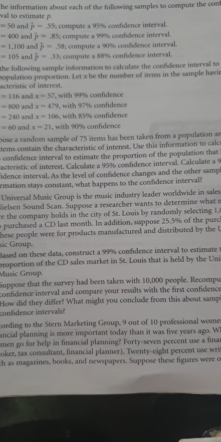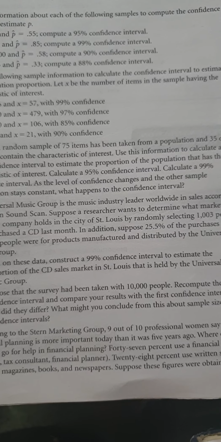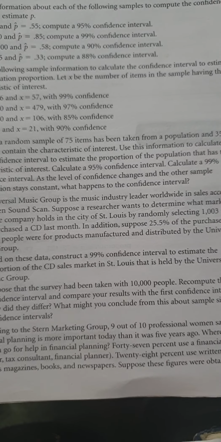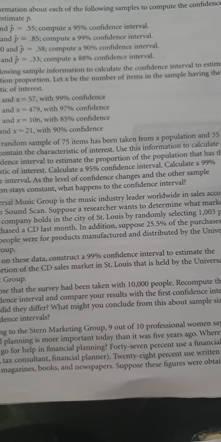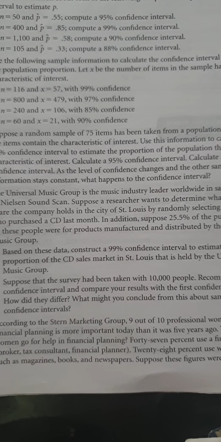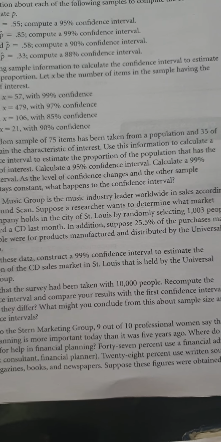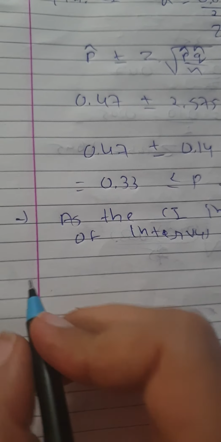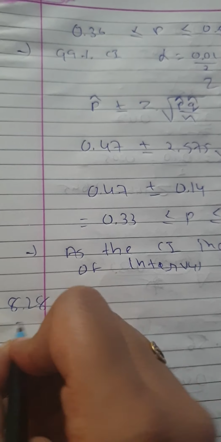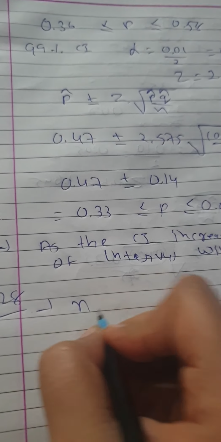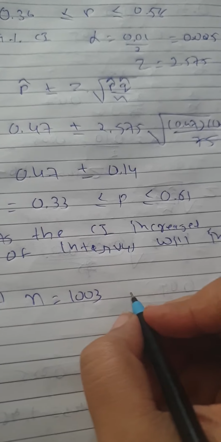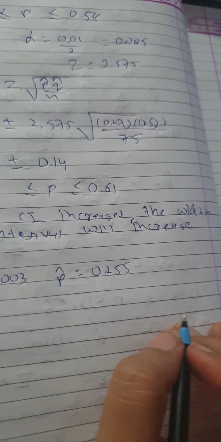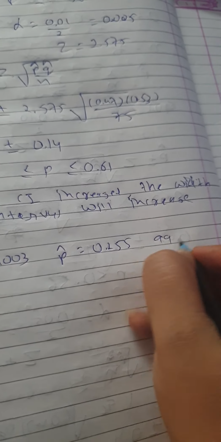Second, suppose that the survey had been taken with 10,000 people. Small n will be changed. Recompute the confidence interval and compare the results with the first confidence interval. How did they differ? What might you conclude from this about the sample size and the confidence intervals? So 8.28, in the first case n equals 1003. Your P cap is 0.255, 25.5%, right?